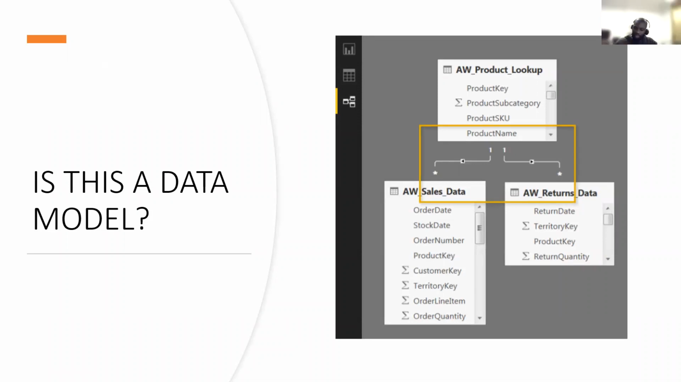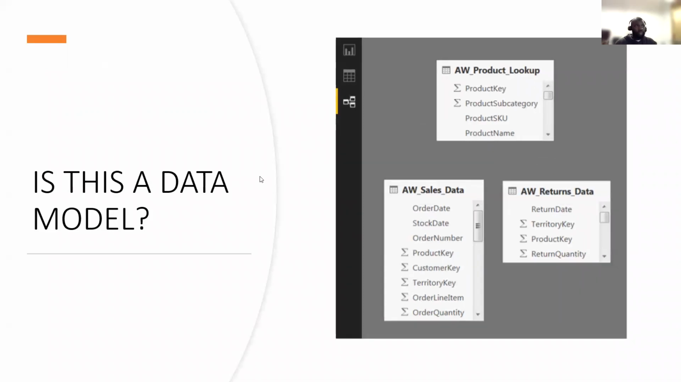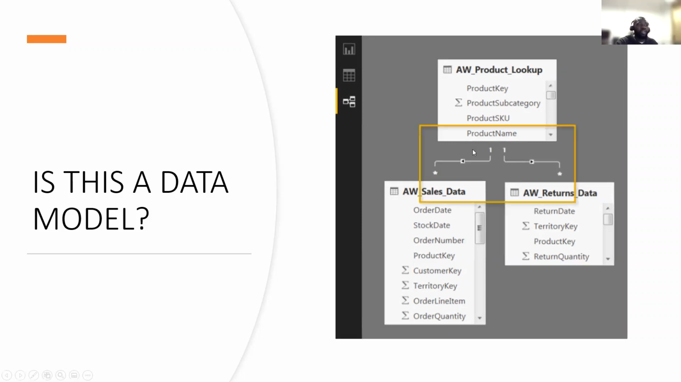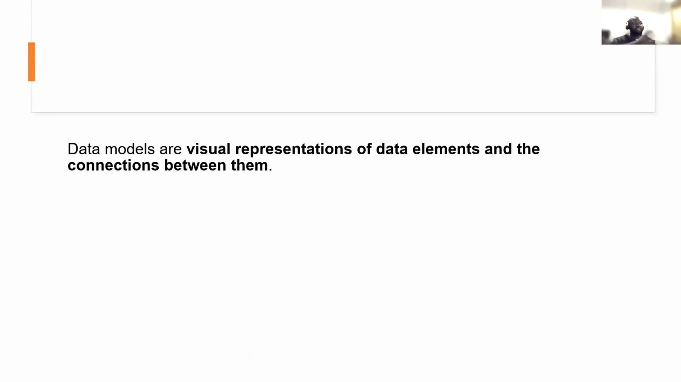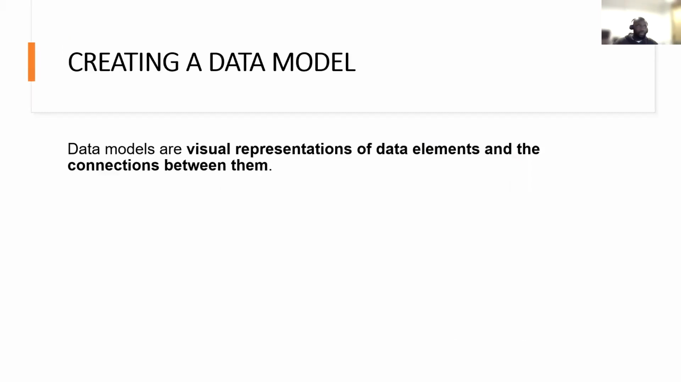And the reason why you can see the difference between both of them is that there is no relationship between these guys. These guys are not communicating. They are independent, right? This is the product lookup table. This is the sales data table. This is the returns data. There's no communication between them. But the moment we have a connection, as you can see, this becomes a data model, right? And that takes us to the definition we had, which says it is a visual representation of the data elements and the connections between them, right?